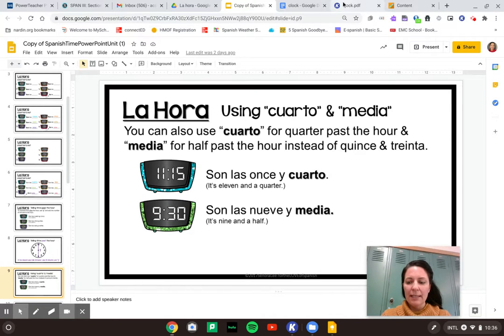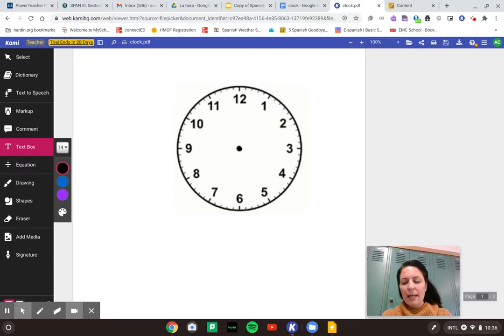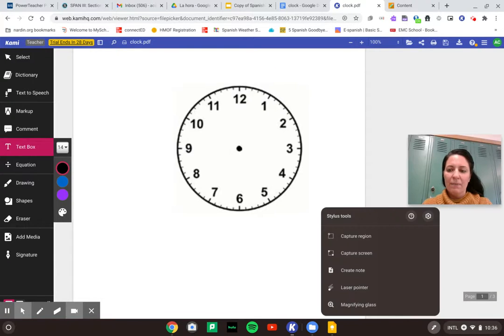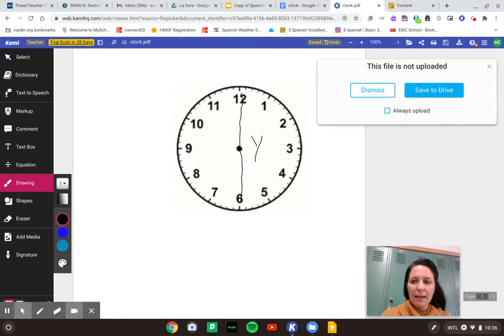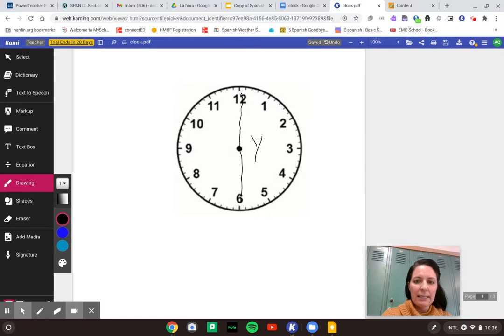So what I want to do today is we're going to take a look at this clock. And if you have the ability to draw a clock or just take notes with me, that would be helpful. I just want to review a little bit. So usually when we think about the clock, we're going to think about this as being y. So we're saying and. So we would say something like son las 9 y 5, right? So we would say it's 9:05. So we're going to start with son las 9 for all of these. And then we would say y 10 for 10 after. So son las 9 y 10. Y cuarto for quarter after.